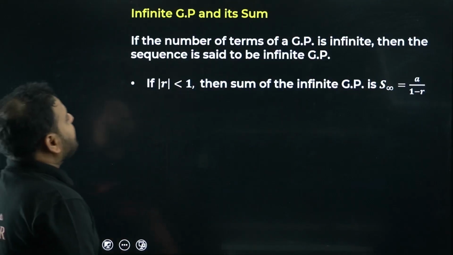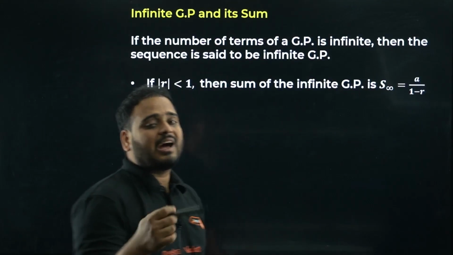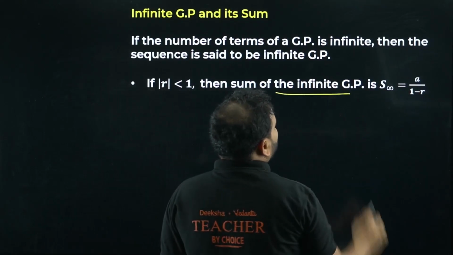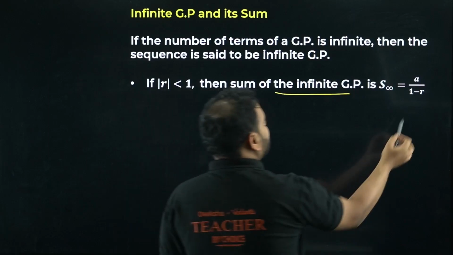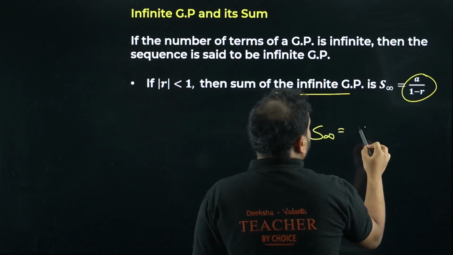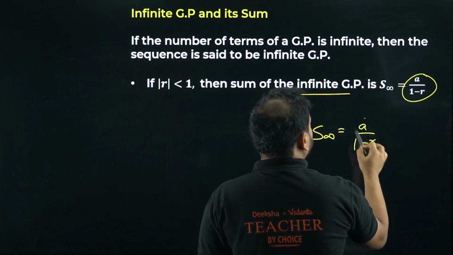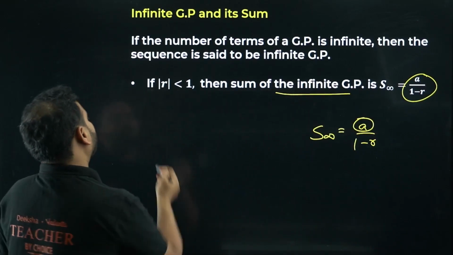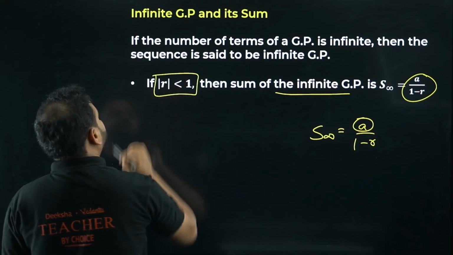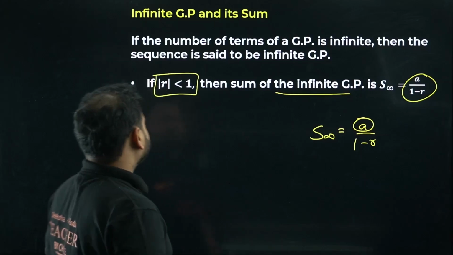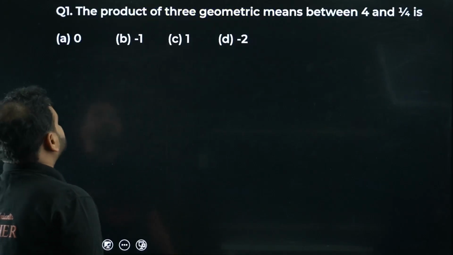Now, infinite GP and its sum. Whenever you don't have the n value known for a GP, you have an infinite number of terms. Then we write this simply as A upon 1 minus R. S infinity is given by A upon 1 minus R. What is A value? The first term. What is R? Common ratio. And of course, you should have this condition true. Please check. Very simple.